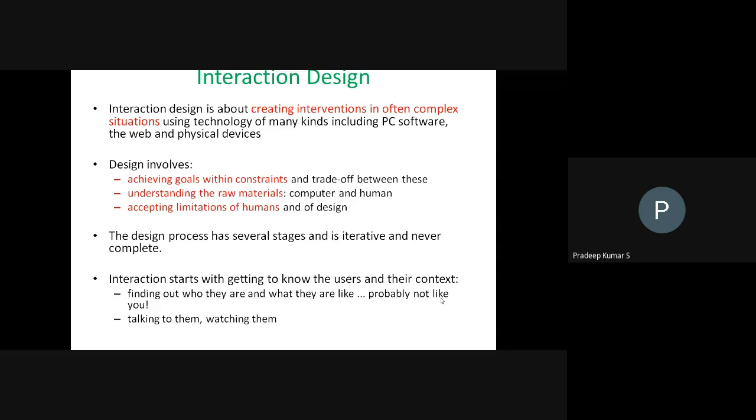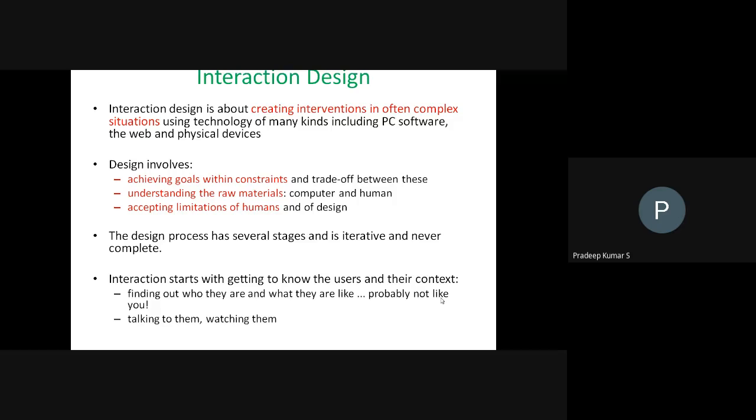Meanwhile, some students are listening through mobiles also, so I can change the white background. That is the thing. So according to the situation, I can choose the material and you are able to react. Next one, accepting the limitation of humans and of design.